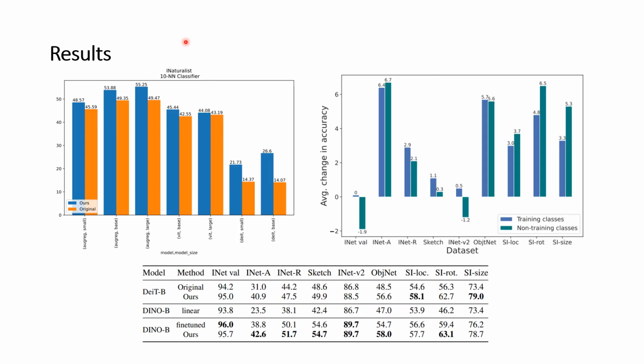More experiments such as KNN experiments, comparison of training and non-training classes, and a comparison to self-supervised vision transformers can be found in our appendices.